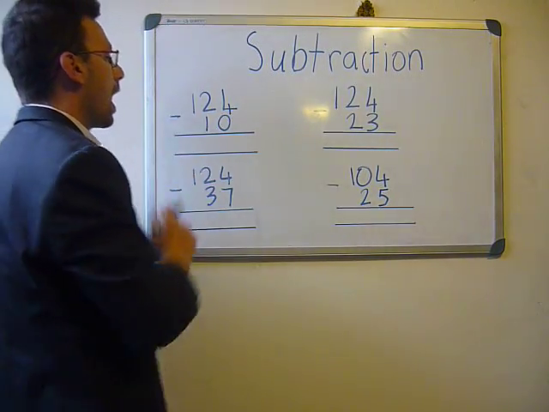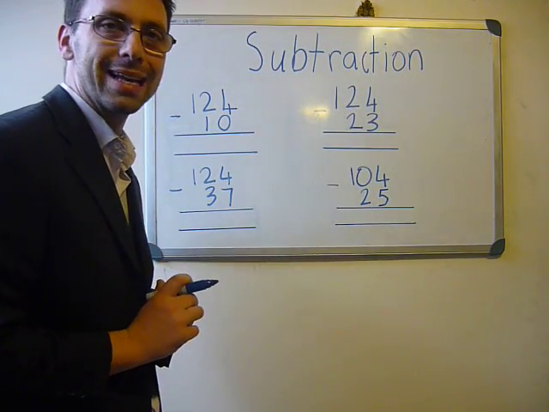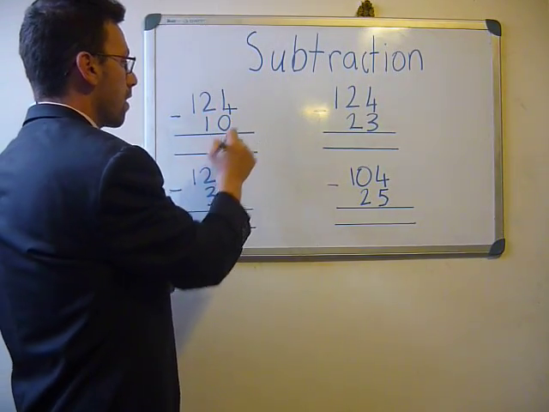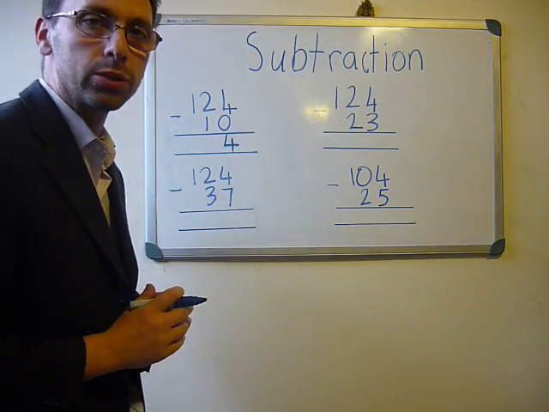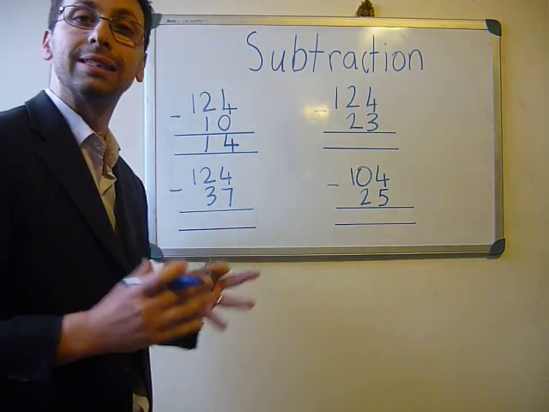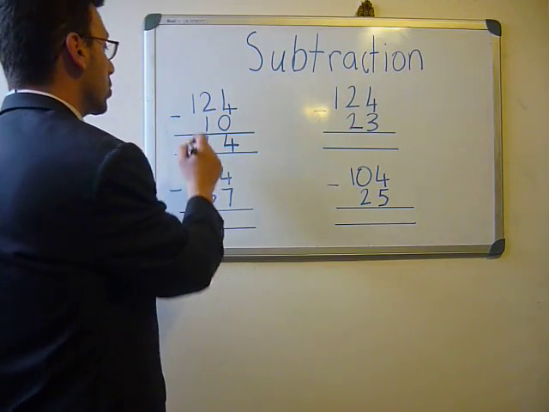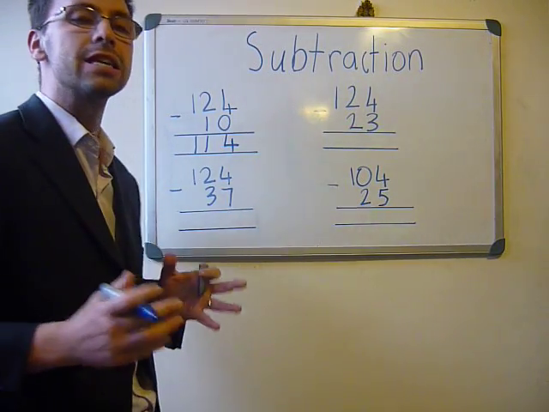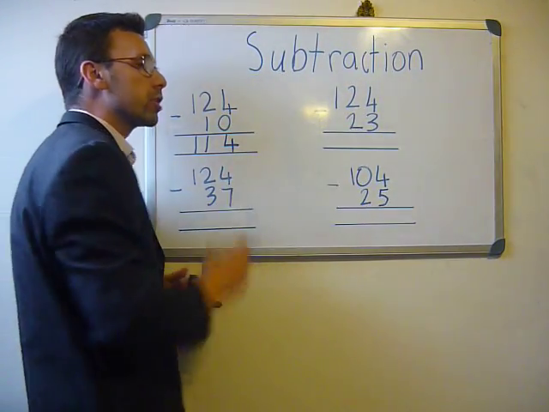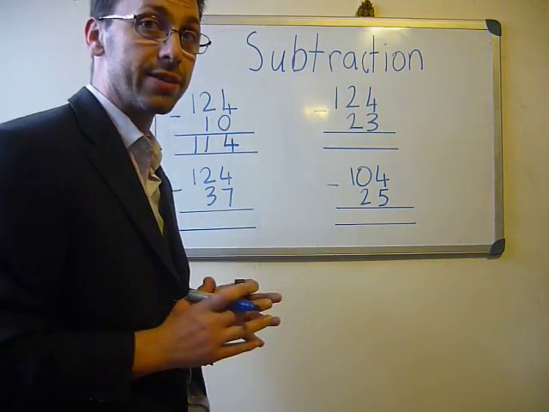Here we go. 124 minus 10. 4 minus 0 is 4. 2 minus 1 equals 1. And 1 minus nothing, or 0, equals 1. So the answer is 114.